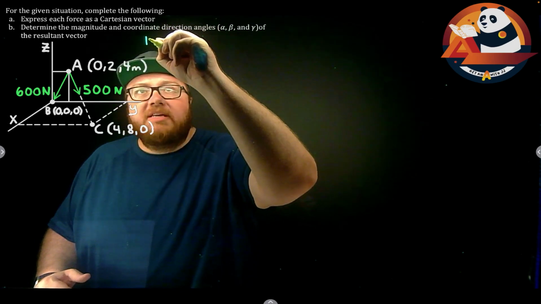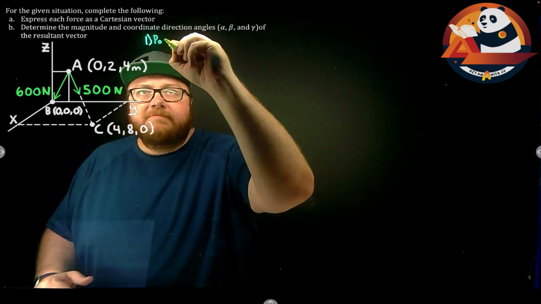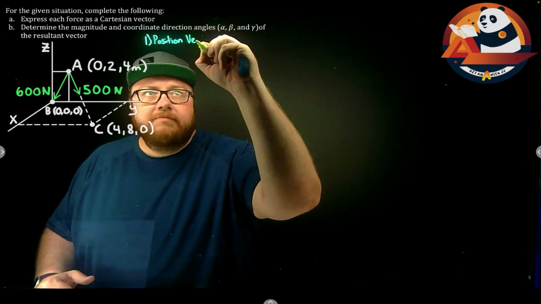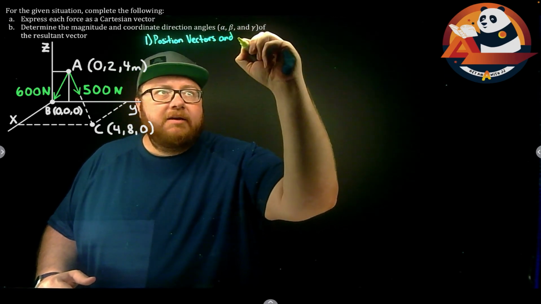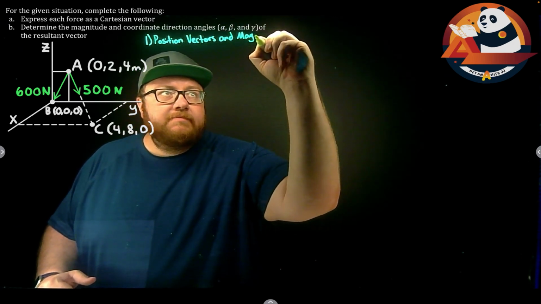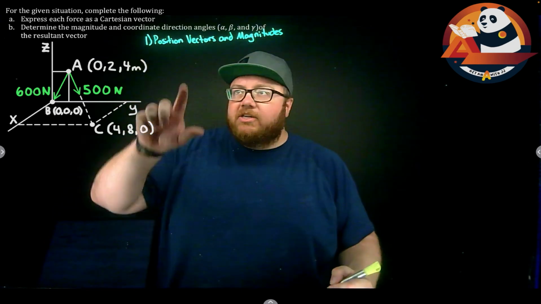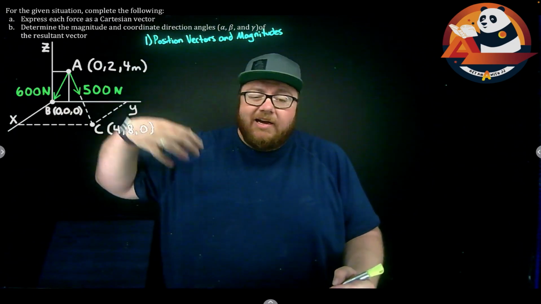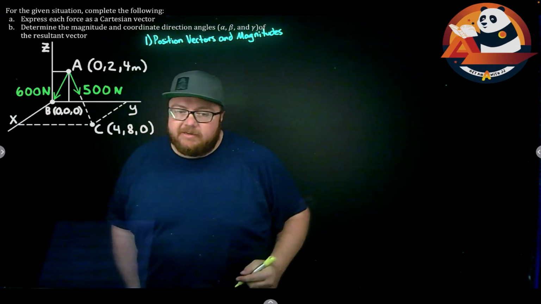Our very first step, number one, should just be to find our position vectors and their magnitudes. If I can get my position vectors and their magnitudes, I can use that to figure out my unit vectors. I can then get to a force vector, which would be my Cartesian vector.